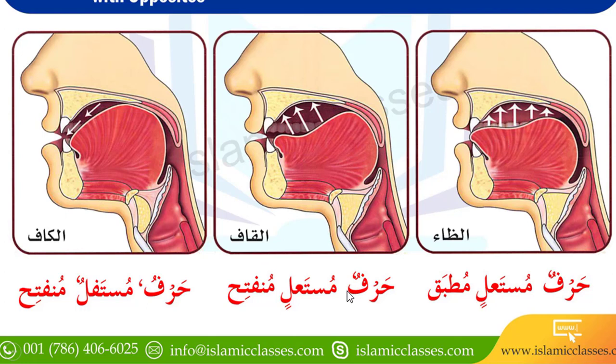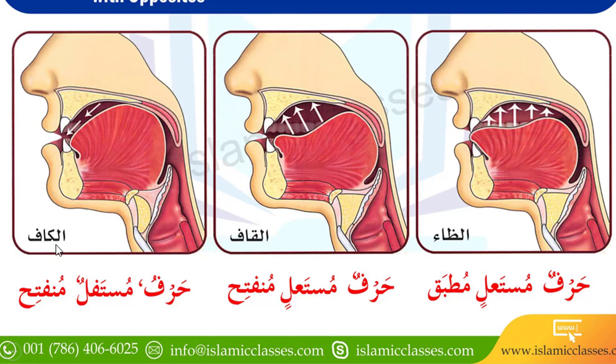The second is Harfun Musta'lin Munfatih. It is still Musta'liya but not Mutbaqa. In Mutbaqa we make extra. So Qaf is not Mutbaqa, Qaf is Munfatih because it's open here. The back side of the tongue moves toward the roof of the mouth, but there is separation. So we say Aq, Aq.